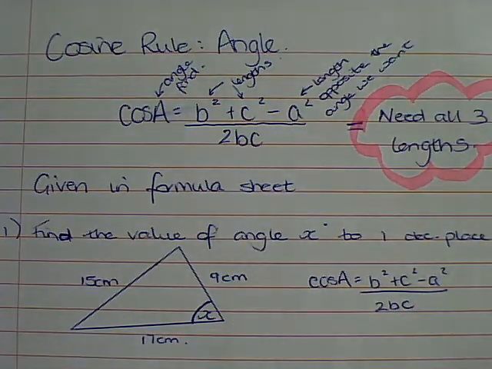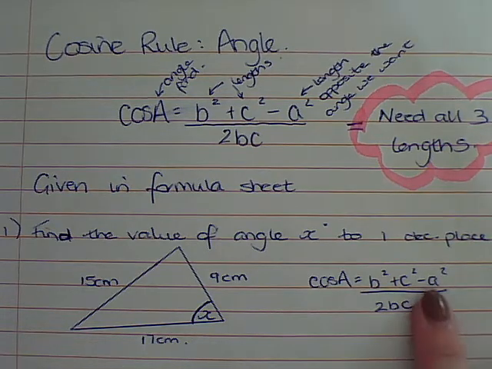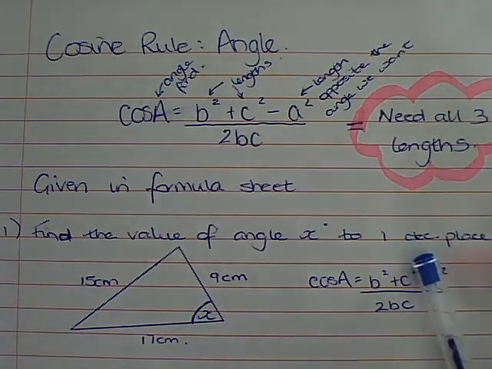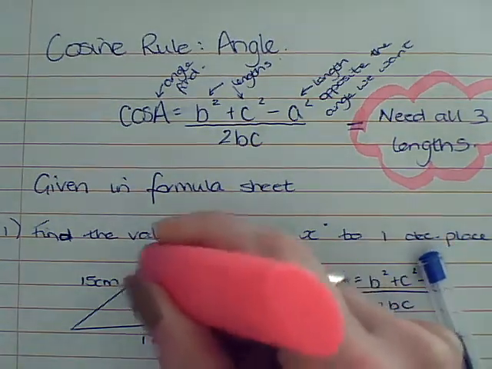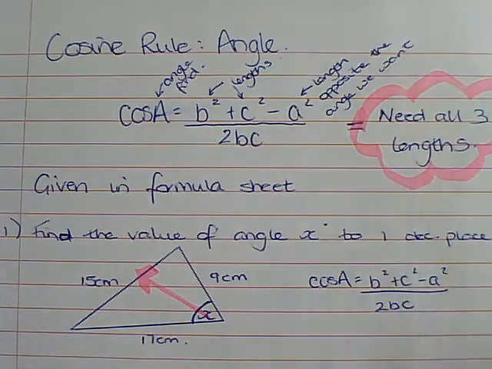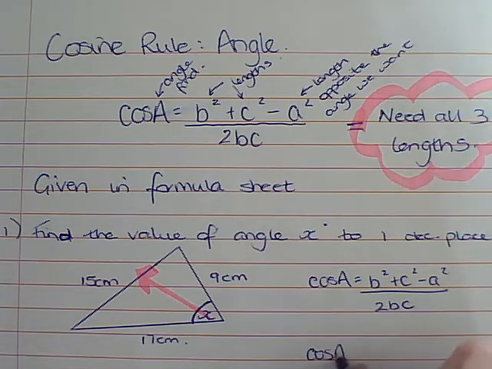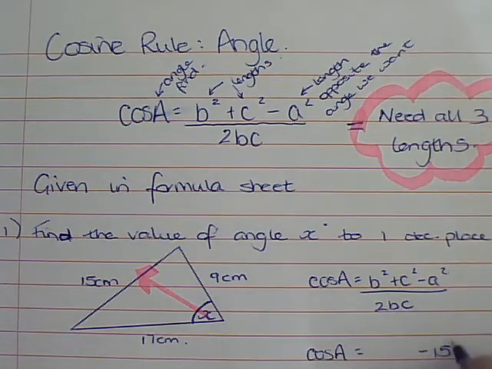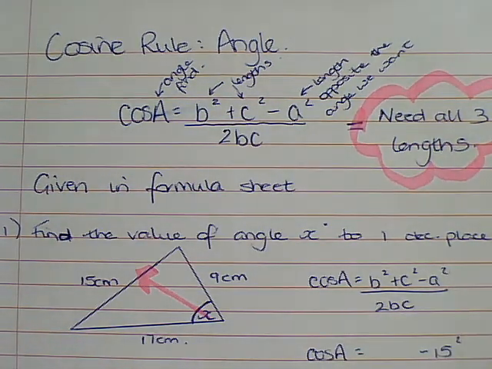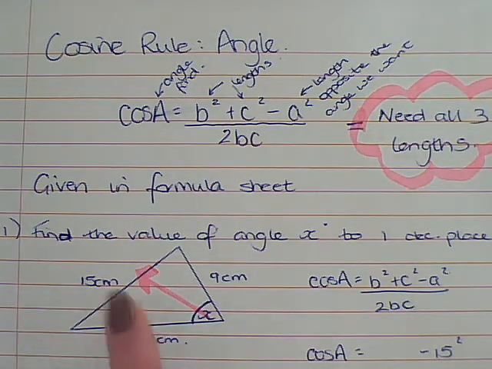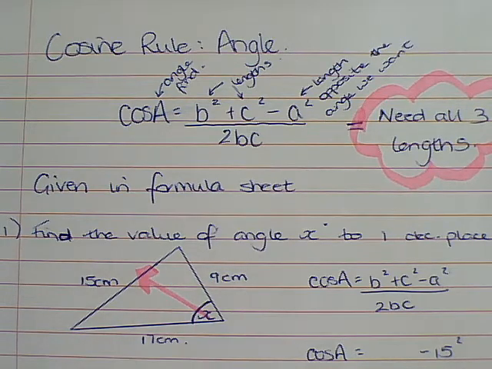Now remember what I said about this A length. The A length is the one that is opposite the angle we want. Opposite the angle we want is 15. So that A is going to be 15. I always write that one first because it keeps me right. Now B and C can be either one of these. So this could be B and that could be C, or this could be B and that could be C. The important one that matters is that A.